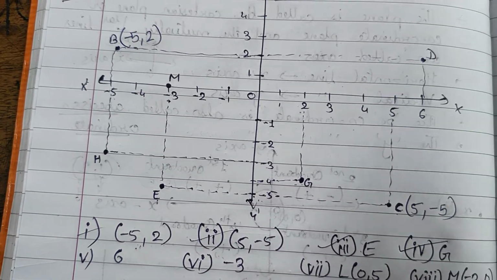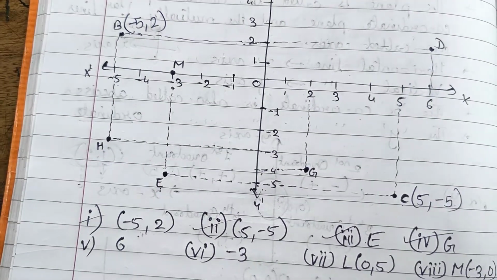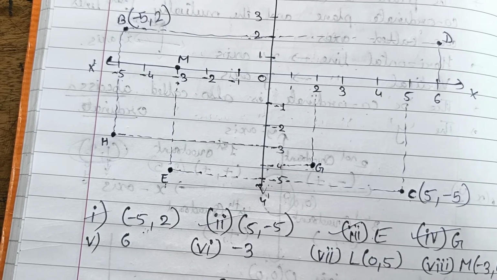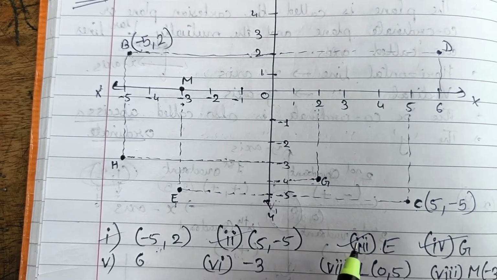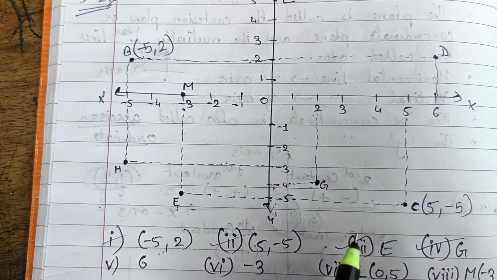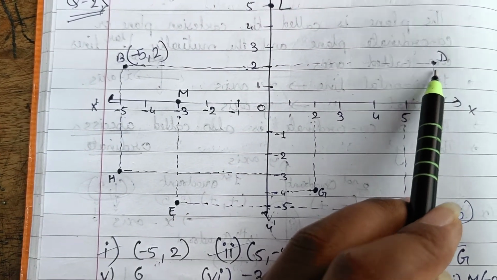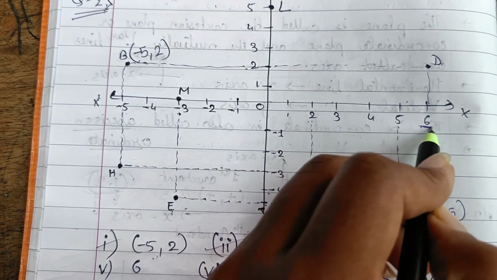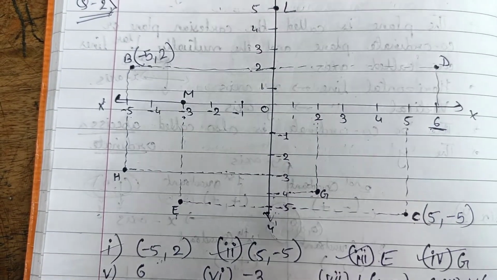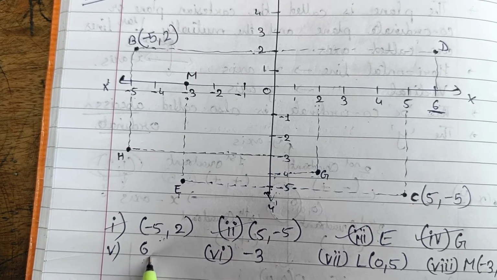So your answer for fourth number is capital G. Now the abscissa of point D. Now see, abscissa means x coordinate. So search for point D. Your point D is here. Now find the x coordinate of point D, that is 6. So the abscissa for point D is 6.